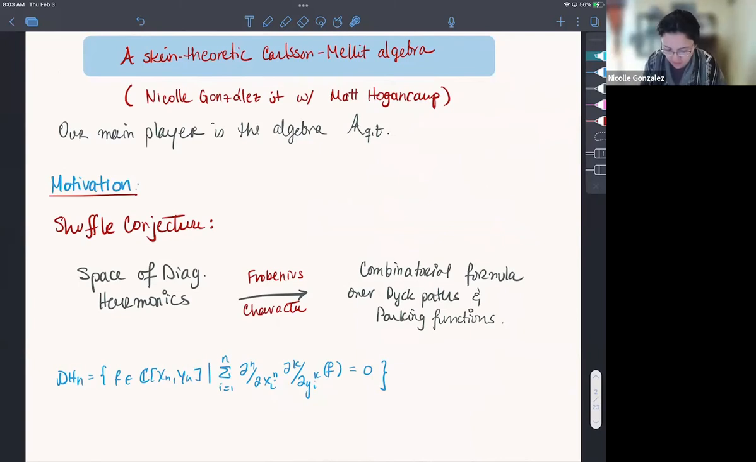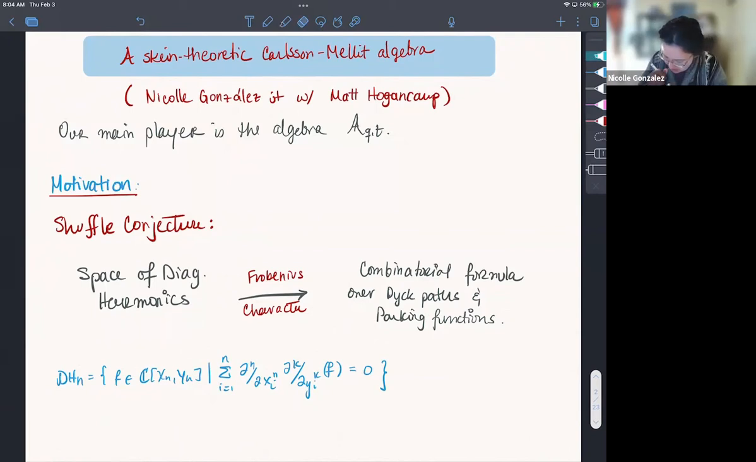So our main player is going to be this algebra known as AQT, right? AQT is just the Carlsson-Mellit algebra. We're going to use that terminology interchangeably. And the motivation for this, the original place where it arose, is in a combinatorics conjecture known as the Shuffle Conjecture. What this conjecture told us is that the space of diagonal harmonics, if you compute its Frobenius characteristic, was supposed to be given by some very explicit combinatorial formula in terms of parking functions and big paths.